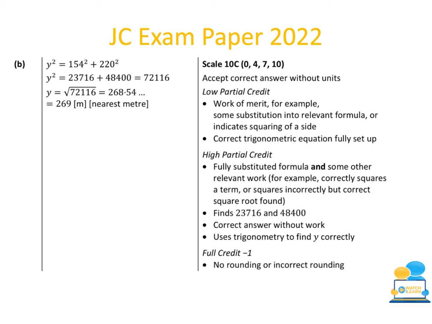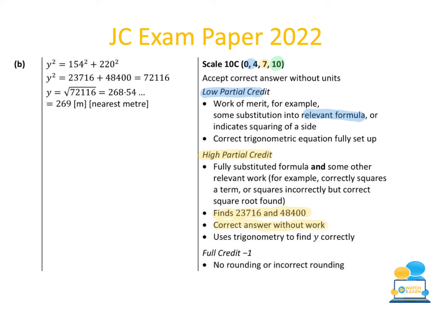So again, looking at the marking scheme for this question, it was worth 10 again, the same as part A, but there was a bit more work involved in this. Again, it's separated into low partial, which was worth 4, and then you had your high partial, which was worth 7. So for the low partial, if you were able to write the correct formula and just sub in any of the correct values, they were going to give you marks for that. And then moving on to the high partial, if you were able to square any of your terms, and also an interesting point there, correct answer without any work.